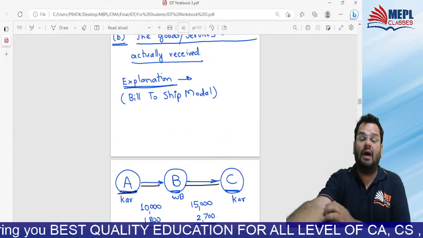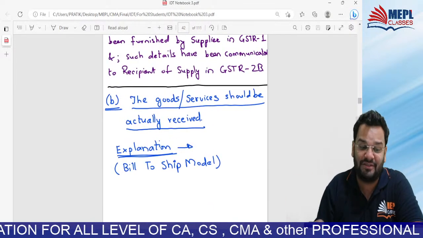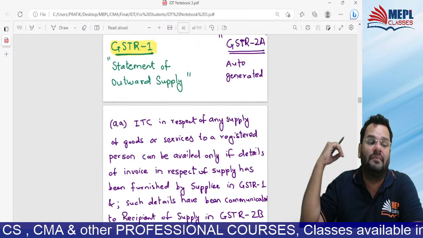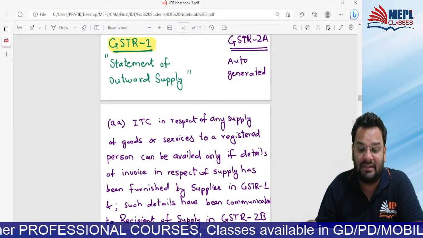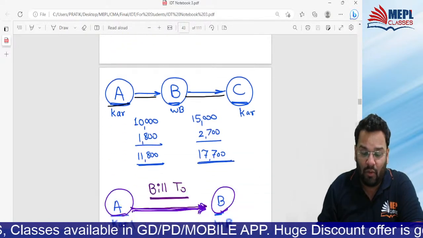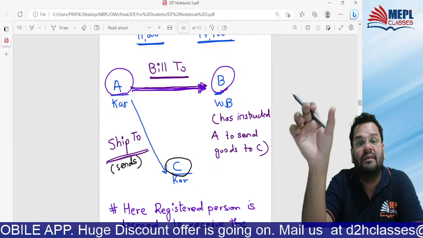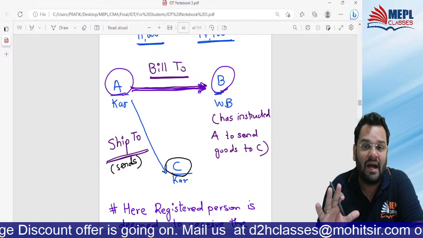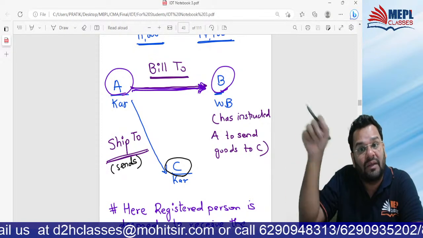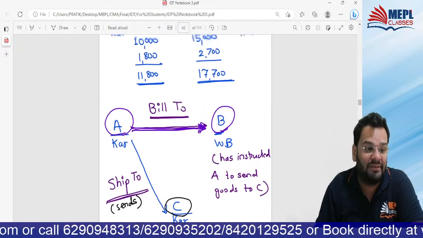I hope you have also understood what the bill to ship model is. In the bill to ship model, the recipient of supply asks the supplier to send goods to some third party. When the third party receives the goods, it is deemed that the recipient of supply has received the goods. Accordingly, the condition that he should have actually received the goods gets satisfied, and he can claim ITC.